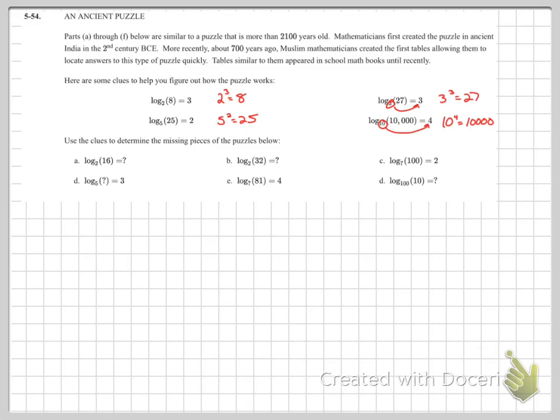Notice I'm going to do it on the log base 2 of 8 one. If I circle that, 2 cubed makes 8. So maybe we can do that down here. 2 to what power equals 16? 2 times 2, how many times? 4 times. The answer to that one is 4.